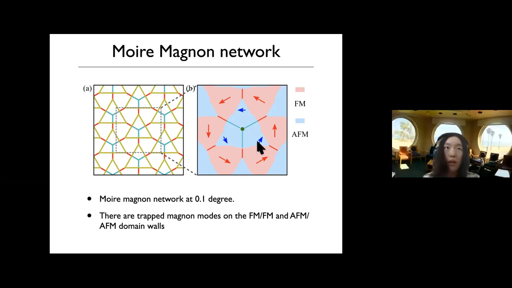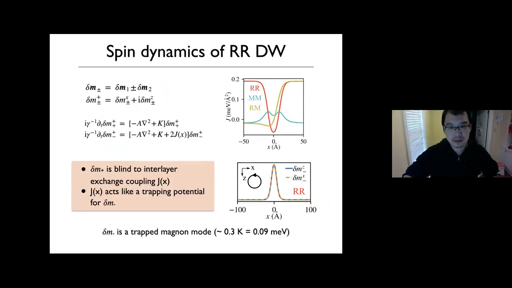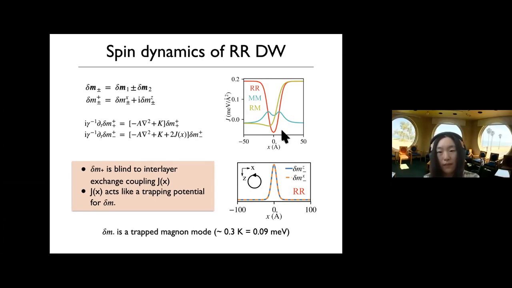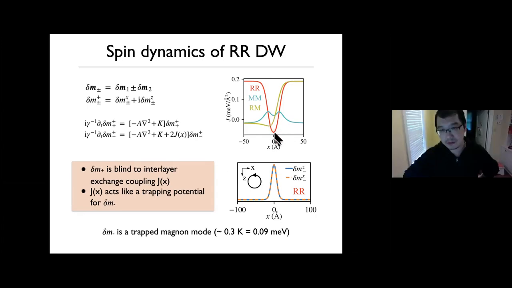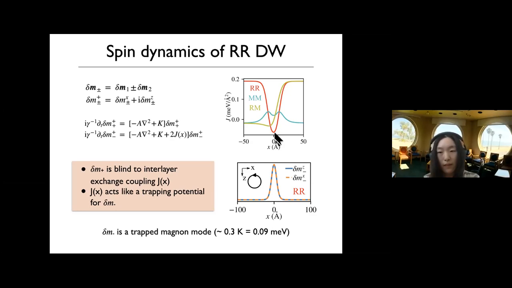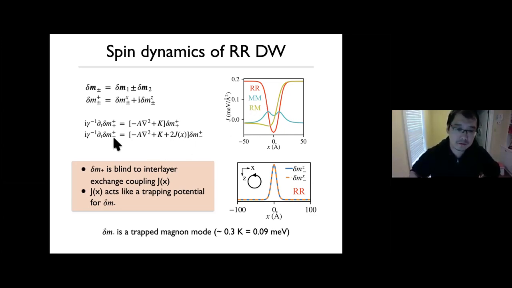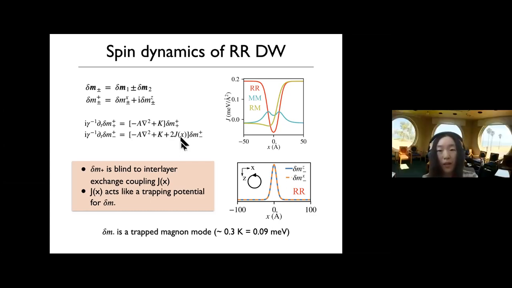I see. But you mentioned there is a dip for the FM domain wall. Yes, the dip here is the interlayer exchange as a function of position when you go across the domain wall. The dip actually goes below 0. But the idea is that if you look at the equation for the M minus mode, as long as it has a dip, the dip doesn't have to be below 0. Then it's basically a one-dimensional trapping potential problem. It should have at least one localized mode. Okay, I see. Thank you.